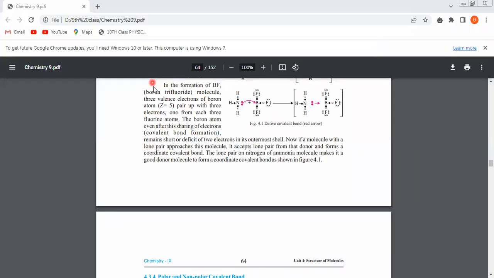In the formation of BF3 boron trifluoride molecules, the three valence electrons of the boron atom pair up with three electrons, one from each of the three fluorine atoms. The boron atom, even after the sharing of electrons in covalent bond formation, remains short or deficient by two electrons in its outermost shell. Now, if a molecule with a lone pair approaches this molecule, it accepts the lone pair from that molecule and forms a coordinate covalent bond. The lone pair on nitrogen of the ammonia molecule makes it a good donor molecule to form a coordinate covalent bond, as shown in the figure.